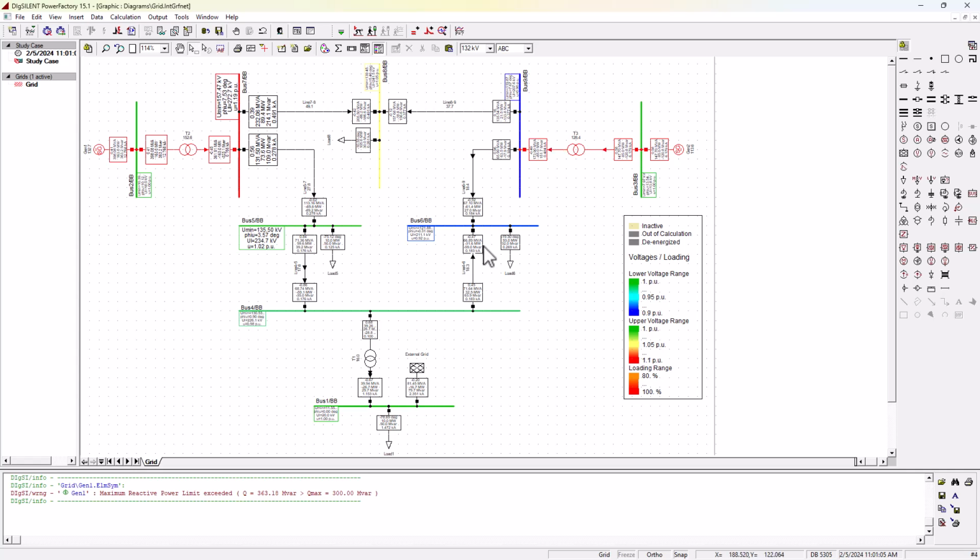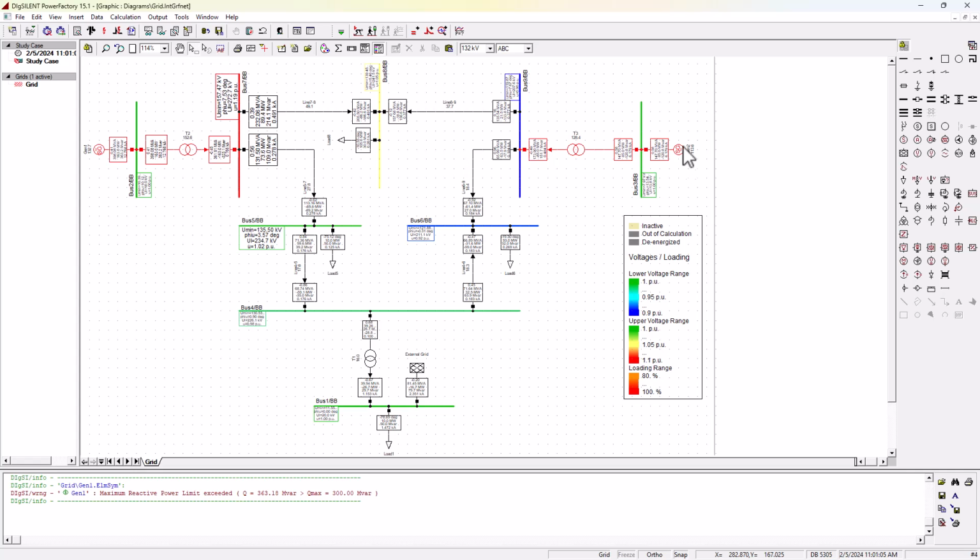So in this quick tutorial, we're going to try to understand what positive and negative reactive power means in terms of the power system network, as we can see in this 9 bus bar system. So without any further ado, let's get started.